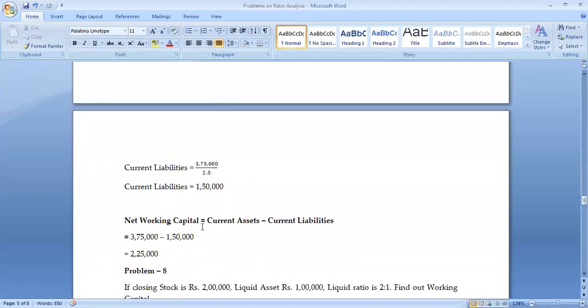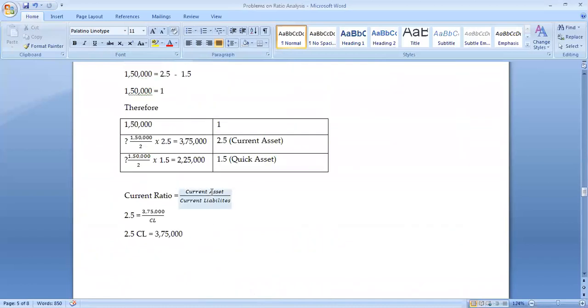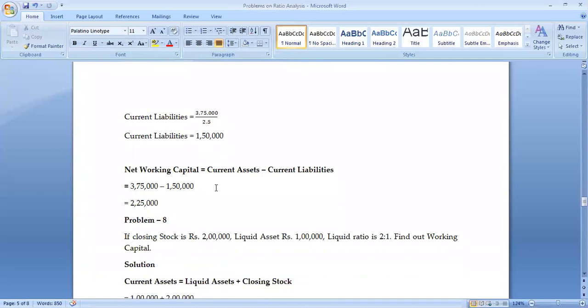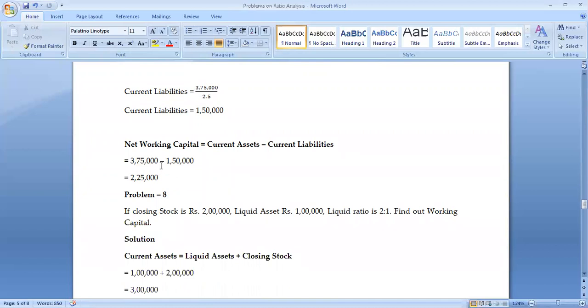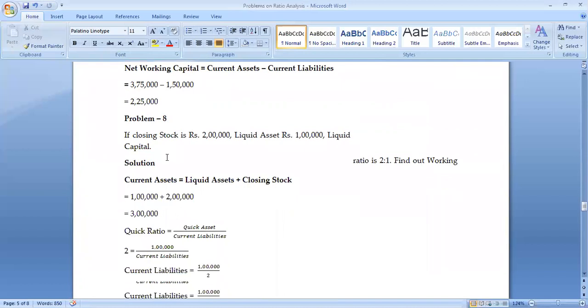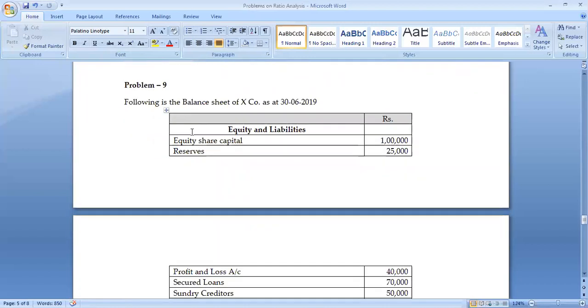Now there is the net working capital. You have found out the current assets, and the current liability also you have found out here. Now find out the difference between the current assets and the current liability. You get the net working capital. So 3,75,000 minus 1,50,000 gives you 2,25,000. Okay. In the same way, compute yourself with problem number 8.